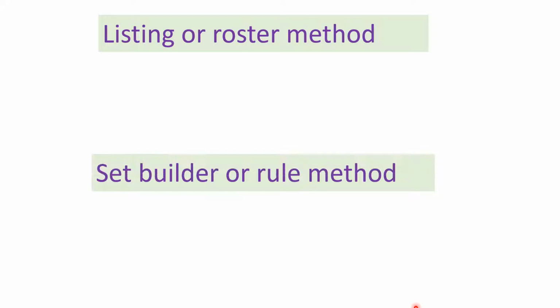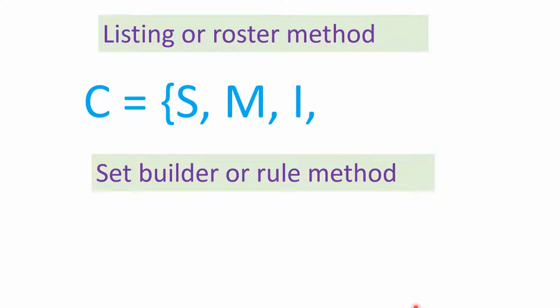What we will do is write a few sets in both listing method and set builder method so that you can compare and understand the difference between these two methods. Let us take one example. C is a set containing elements S, M, I, L, E. This is a method of writing a set in roster form. Here we have written all the elements of the set inside curly brackets.